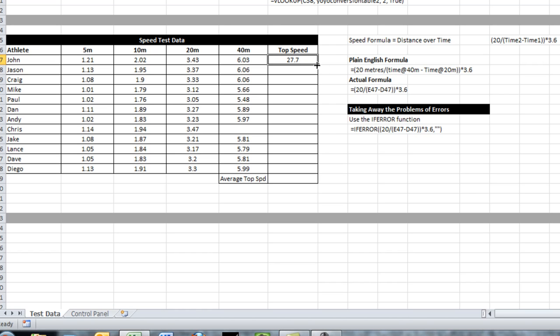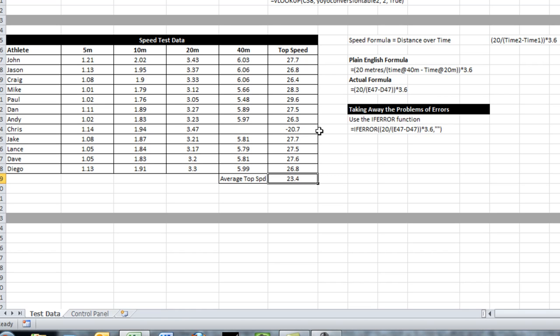So I drag that down, and we'll find a top speed for each athlete, and an average top speed. And as you can see, there's a little bit of a problem here because for one of the athletes, we didn't get a 40 meter time. Timing gates can sometimes be a bit thick when we didn't always have 100% certainty. So with a missing athlete, you can sometimes get a few problems here, negative 20.7.